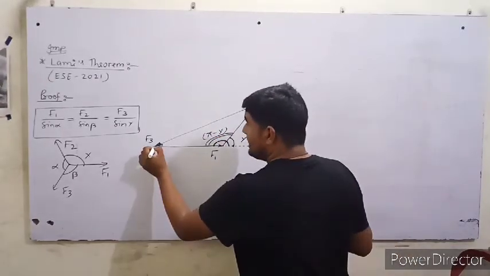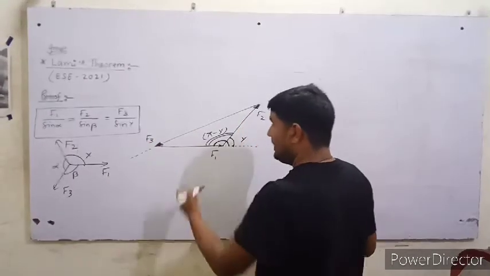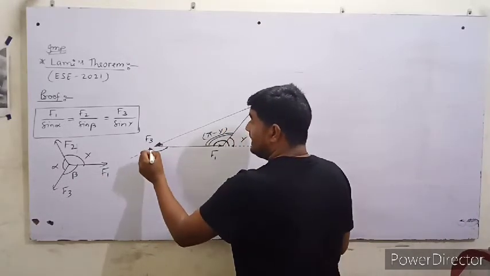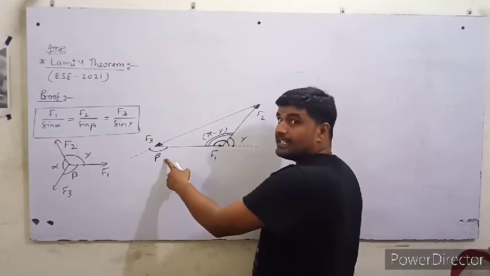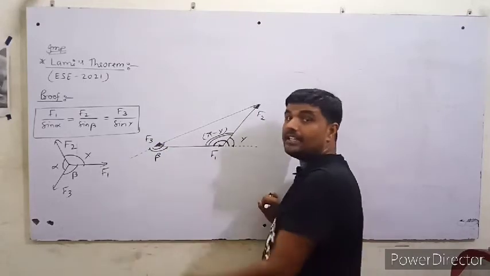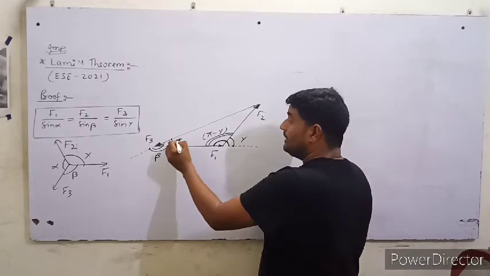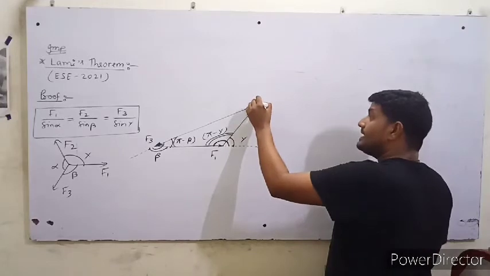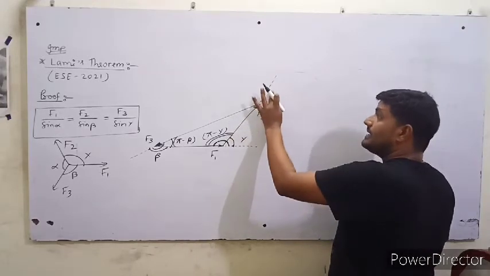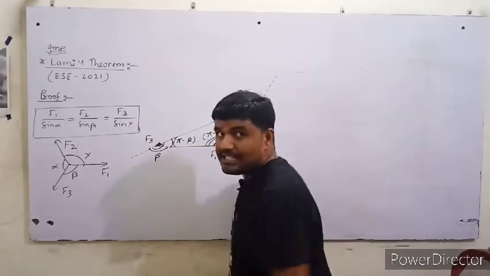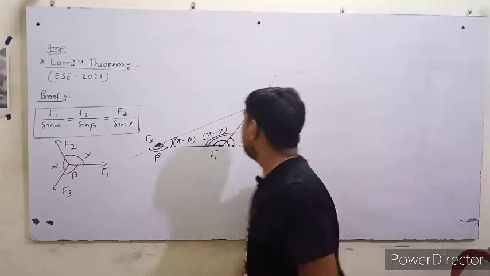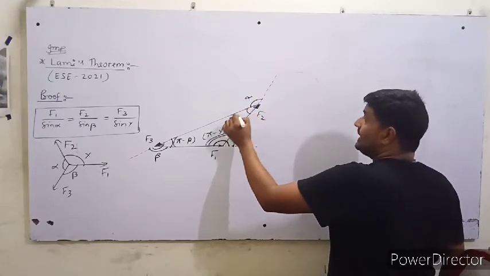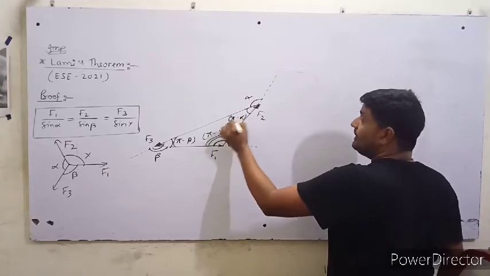Similarly, if I extend this line, meaning the F3 force, F1 and F3, what was the angle between F1 and F3? That is beta. If this angle is beta and this total angle is 180 degrees, this angle will remain pi minus beta. Similarly, if I extend this line, meaning F2 and F3, what was the angle between F2 and F3? Alpha. If this angle is alpha, this angle will remain pi minus alpha.